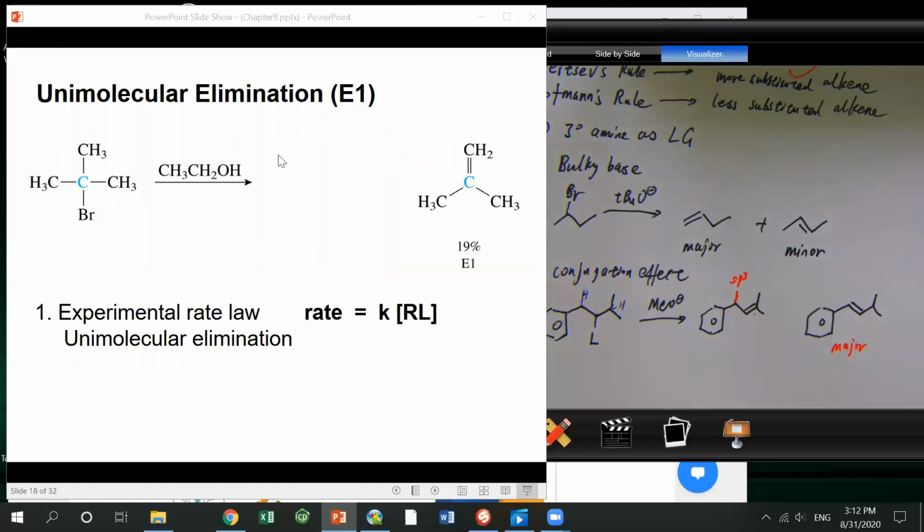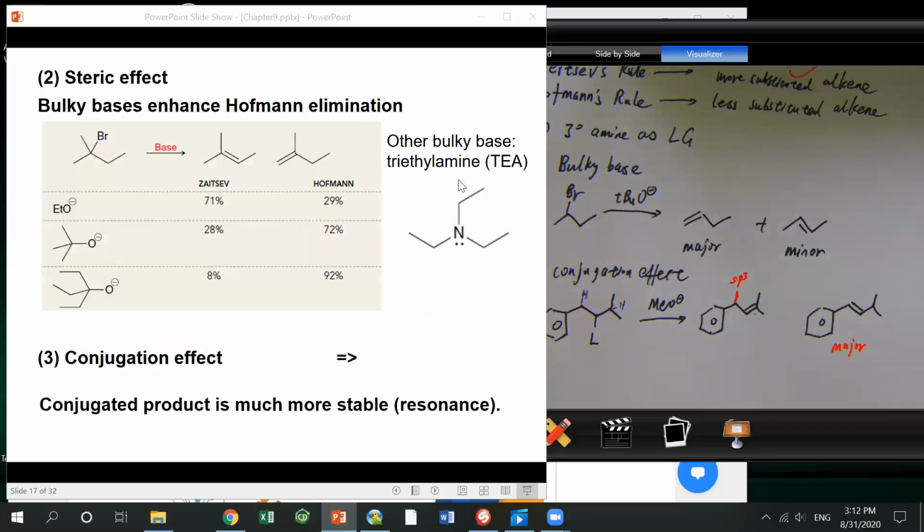All right, that's about E2 elimination. If you have any questions, please type in the chat window. That's a good question. For bulky bases, so far you only need to remember two: t-butoxide and triethylamine. Probably in later chapters there's another one, called LDA. So that's all three. Whenever you see these three, that means Hofmann elimination. All other bases will follow the Zaitsev rule.